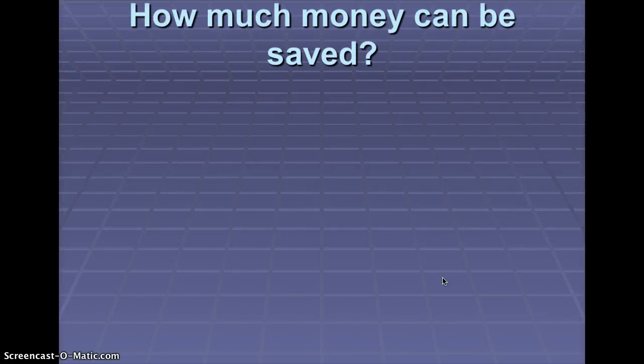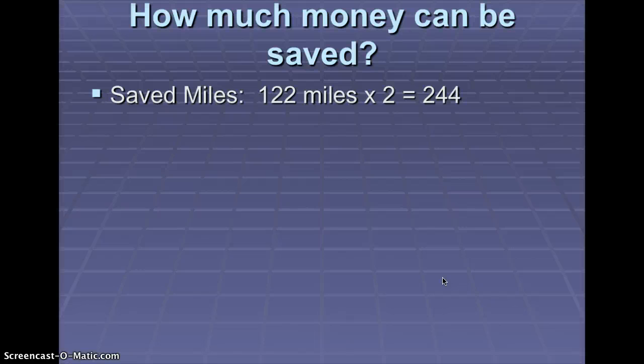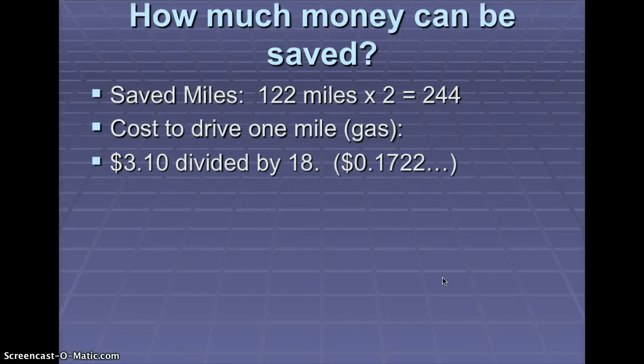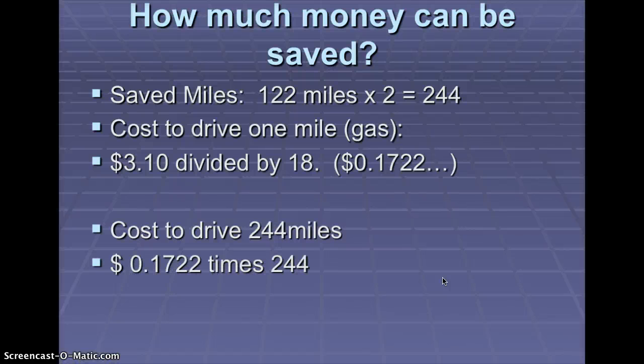The next question asked us how much money can be saved. So we take how many miles were saved and multiply them by 2 to get 244. And then the cost to drive 1 mile, we have $3.10 divided by 18. Okay, so we get about 17 cents per mile. So then the cost to drive 244 miles, we multiply it and we get that we saved $42.02.